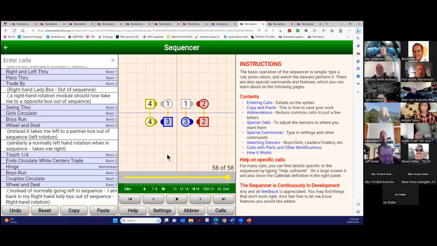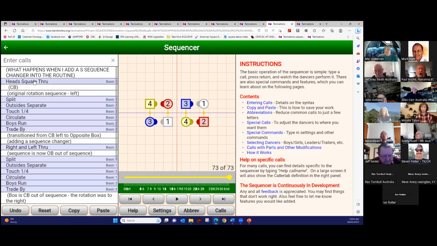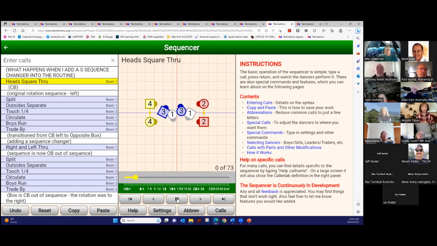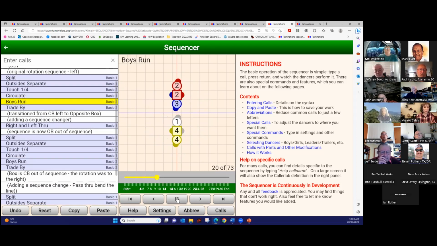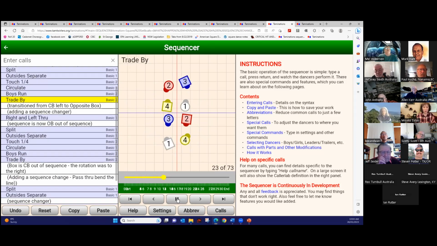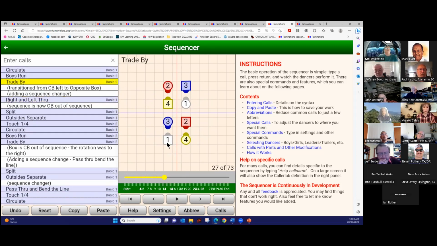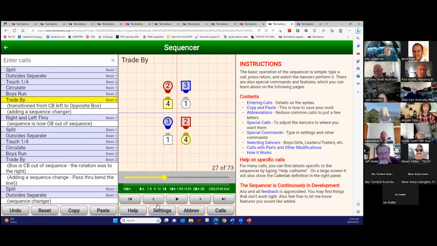It is a lot to remember. When you're calling these techniques, keeping them simple at the first is the easiest way. If you're aware of sequence, you can add sequence changers into your routine. So if I do head square through, there's my corner box. This is my original. I'm going to rotate left. Boys run, trade by. And I've gone from a corner box to an opposite box in sequence.